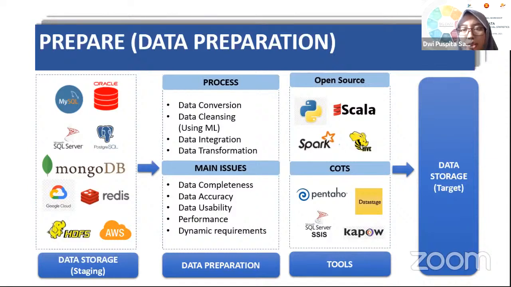Now, what is the main issue in data preparation? As I've said before, data preparation is where the technical problems take place, right? So what are those technical problems? Some of them are data completeness. Sometimes when you perform an ETL, when you move data from its sources to its destinations, things just happen, and some data are lost along the way. The data is not complete anymore.